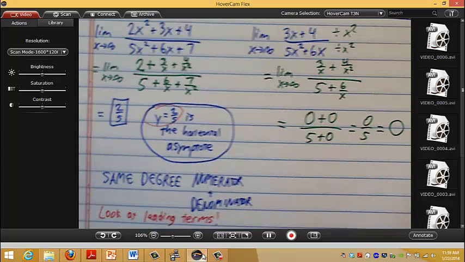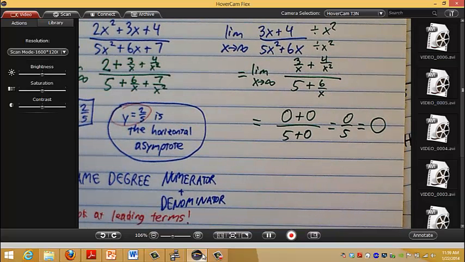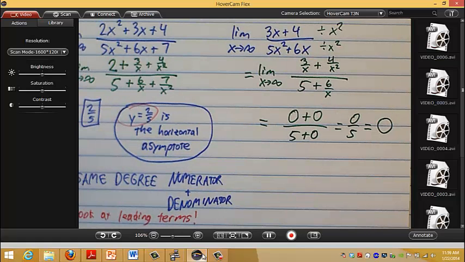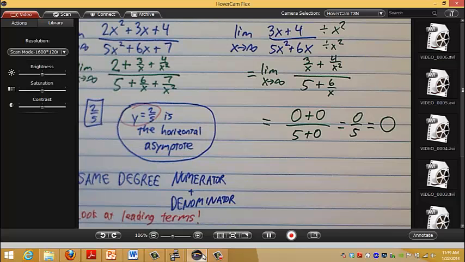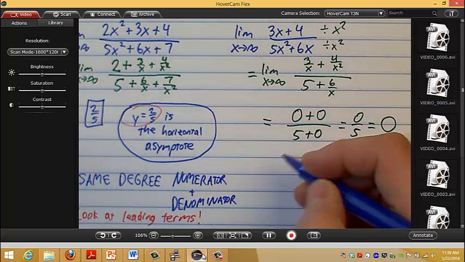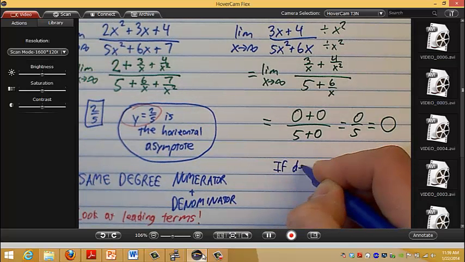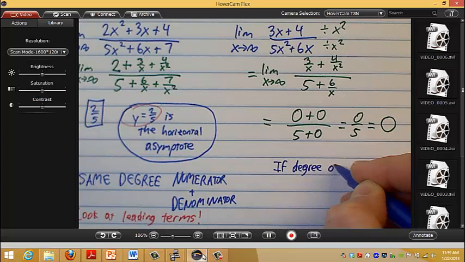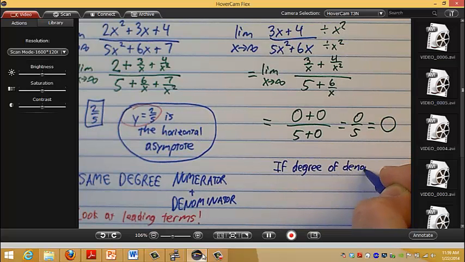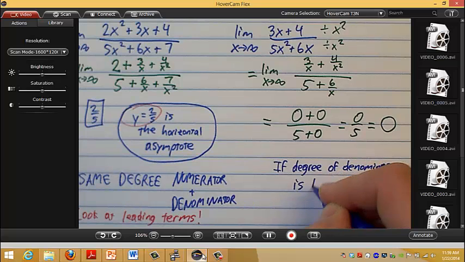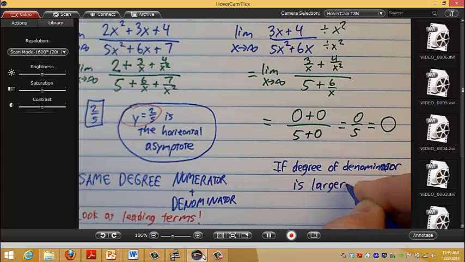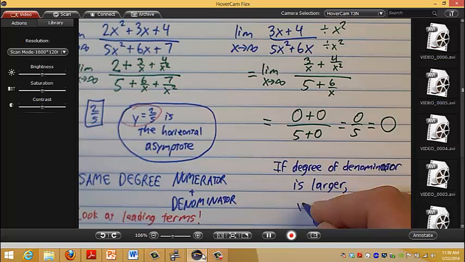And the fact that I got 0 is no coincidence. It again has to do with the degree. We didn't have the same degree this time. So let me write another fact. If the degree of the denominator is larger, then y equals 0 is a horizontal asymptote.